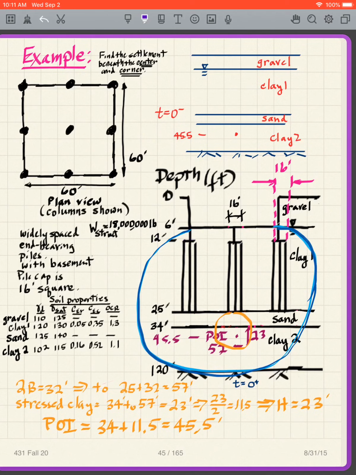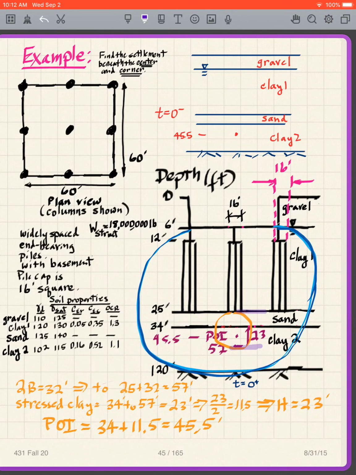So the pile cap is 16 feet in width, and we are going to draw a pressure bulb from the pile tips there, and we know that, using 2B, it's going to take us down from 25 feet plus 2 times B, which is 32 feet. 25 plus 32 takes us to 57 feet to the bottom of the pressure bulb.